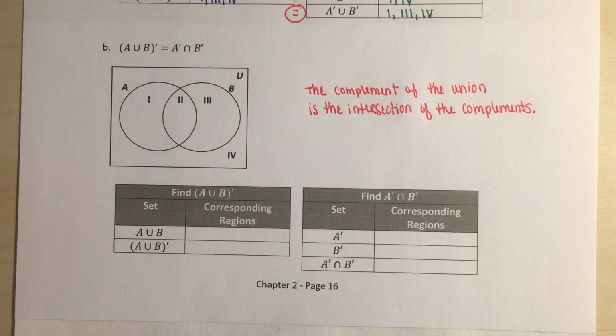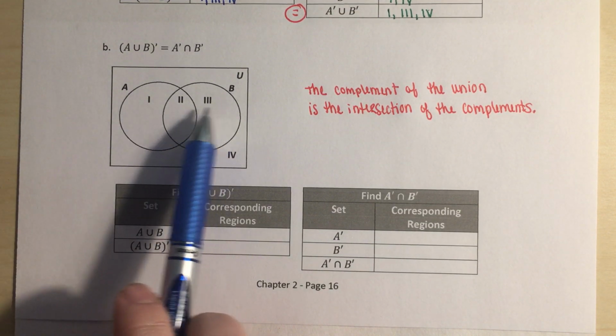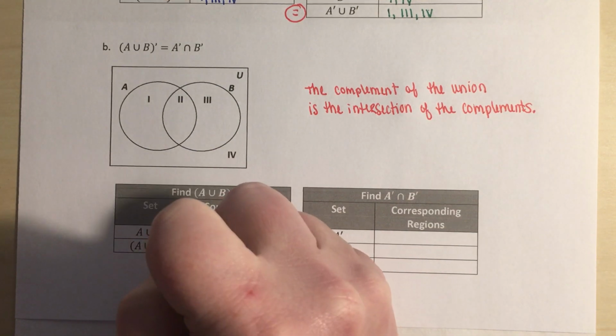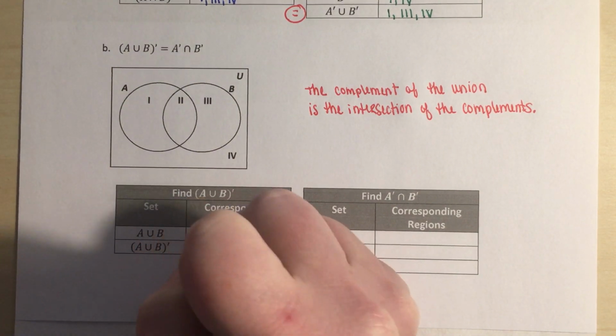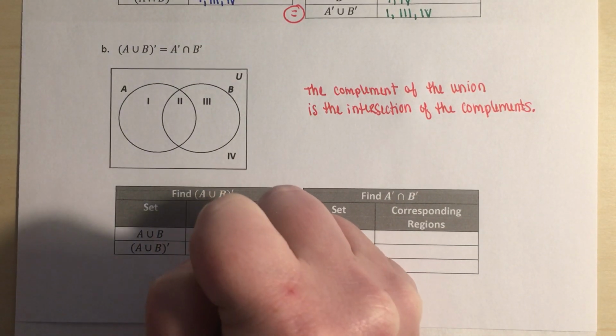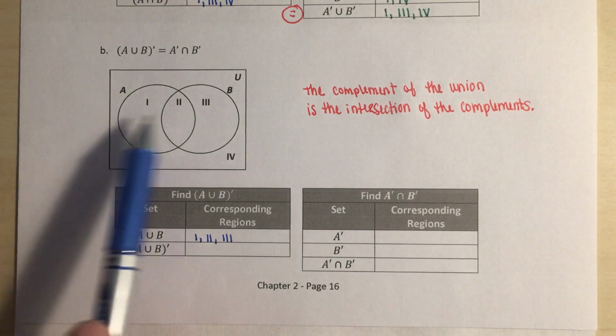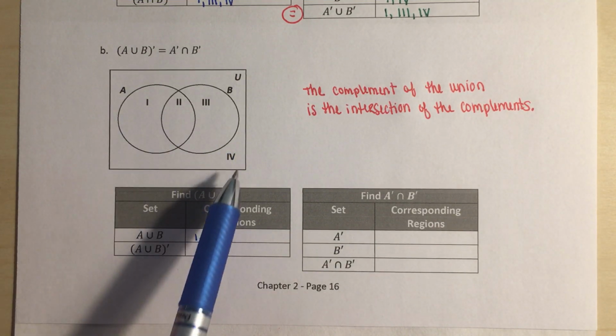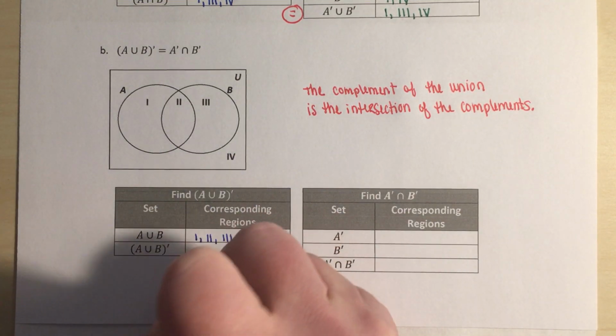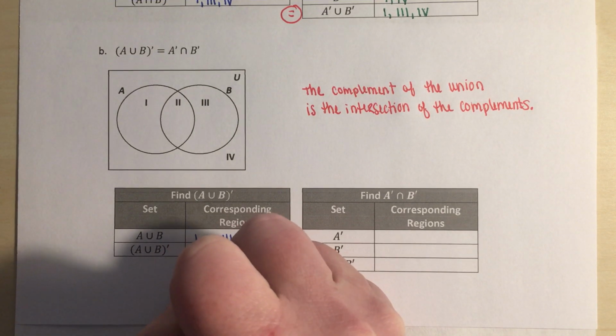So let's start by listing out the corresponding regions to these sets. All right, so on the left side, A union B. A union B is anything that's in set A or B. So that's going to include region 1, region 2, and region 3. Now, if we want the complement of that, well, we don't want anything that's inside our circles. We want what's left outside of our circles. Outside of our circles is region 4.